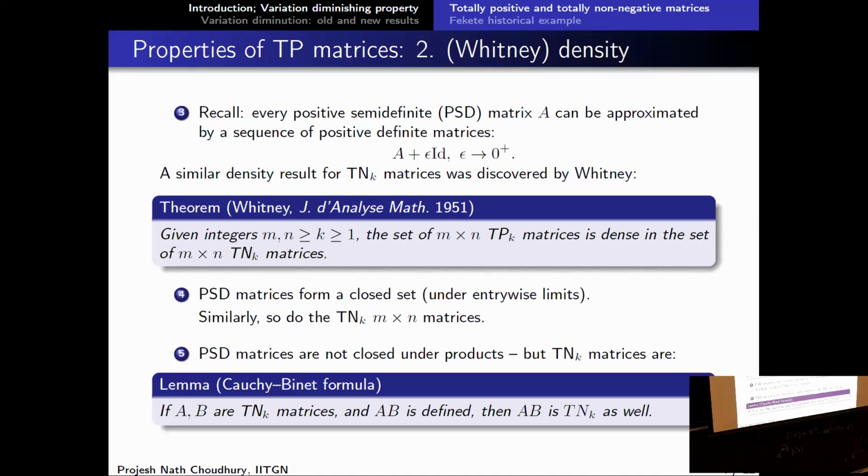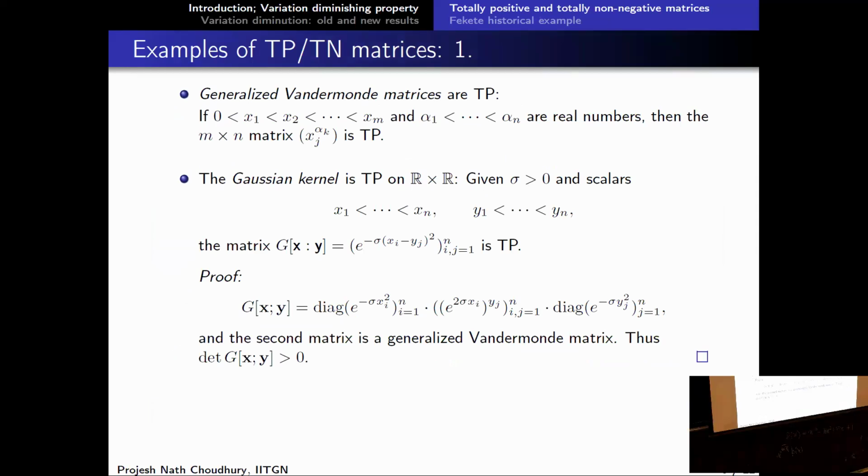So these are some basic results. Now let us look at some examples. Our first example is the generalized Vandermonde matrix. If you take any sequence of non-positive real numbers x1, x2, ..., xn, and any sequence of real numbers alpha 1 to alpha n, then this m by n matrix is totally positive. And the proof of this one again uses Descartes' rule of signs.